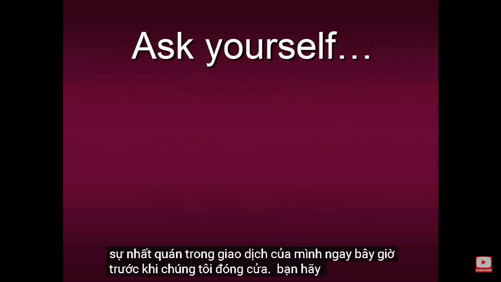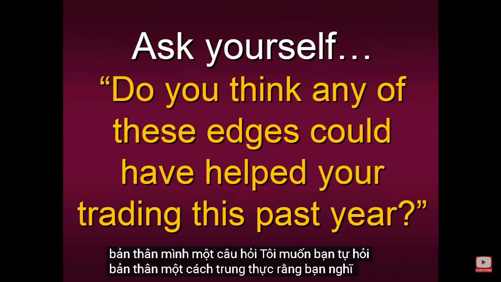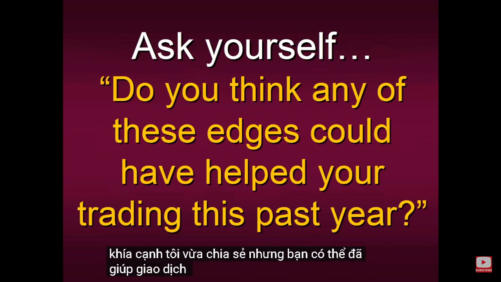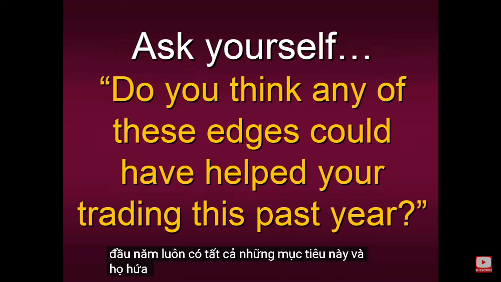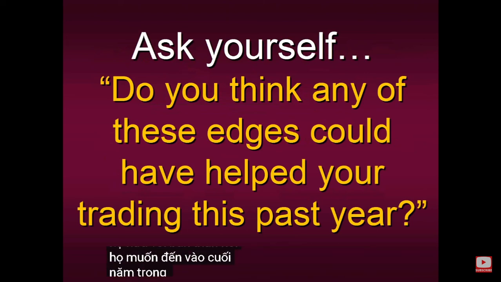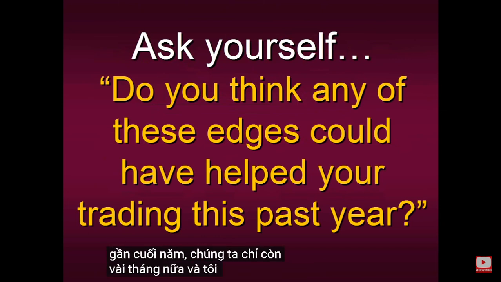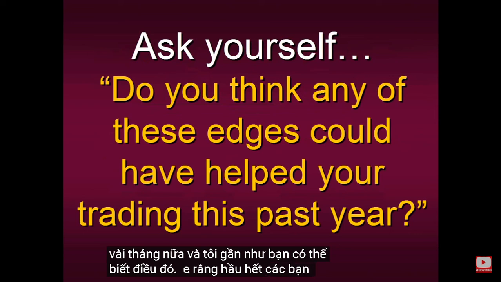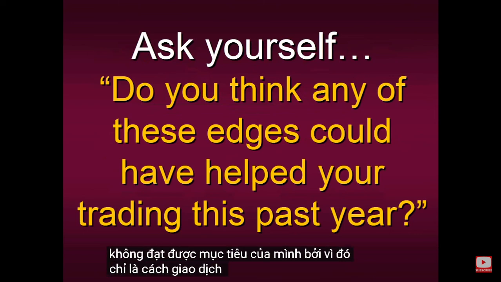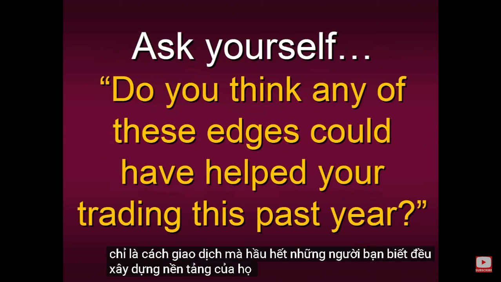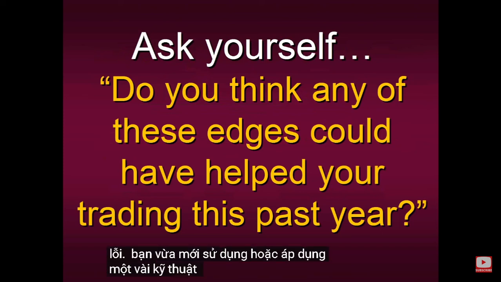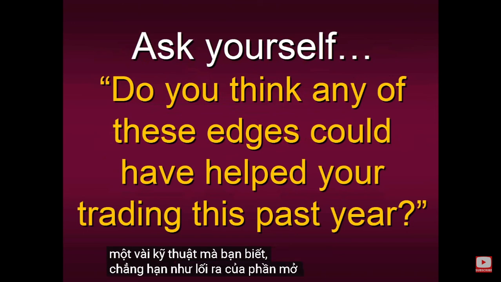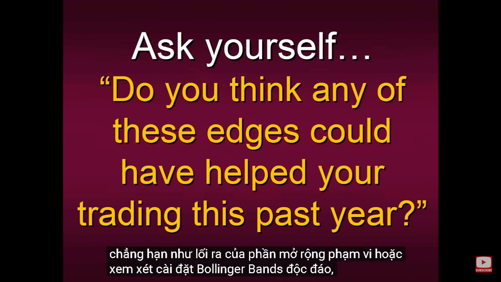Now, before we close, I'd like you to ask yourself a question, and I want you to ask yourself honestly, do you think any of these edges I just shared with you could have helped your trading this past year? I know a lot of people at the beginning of the year always have all these goals and promises they make to themselves of where they want to be towards the end of the year. Well, we're getting right close to the end of the year. We've only got a couple of months left, and I can almost guarantee that most of you have not met your goals, because that's just the way trading is. Most people build their foundation off faulty information. I know I did when I first started trading. So do you think this could have helped your trading this past year, even if you just applied a couple of those techniques, such as the range extension exits, or looking at the unique Bollinger Band setting?